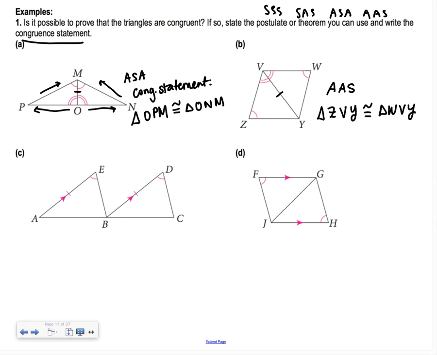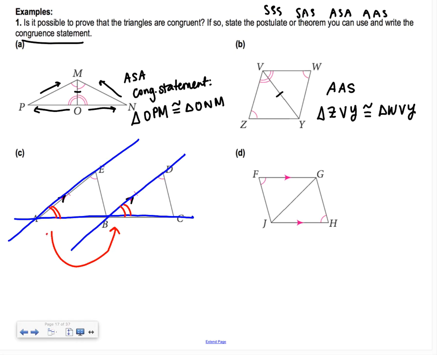All right, the next one has some markings that you should know what they are. Every time you see these little arrows, that means that we have parallel lines. One thing that helped me when I was in geometry is I always extended those lines and then looked for a transversal. In this case, this would be a transversal. Because of that, this angle right here and this angle right here are congruent to each other. That's by corresponding angles, right? So let's write a little note to ourselves: corresponding angles are congruent to each other.